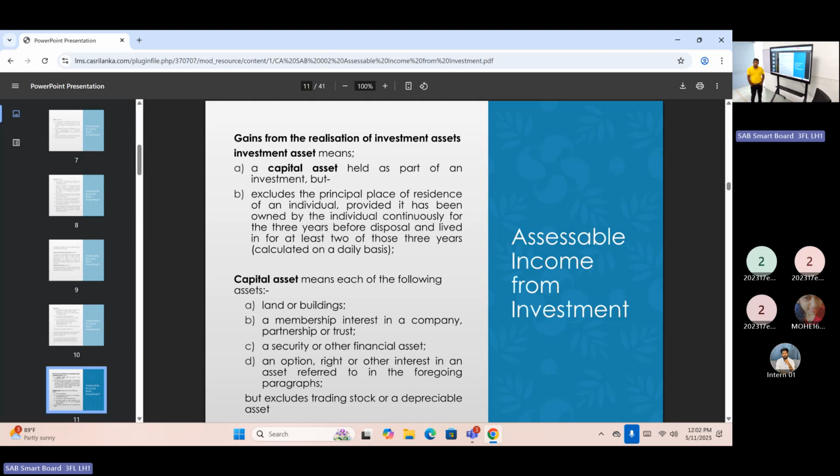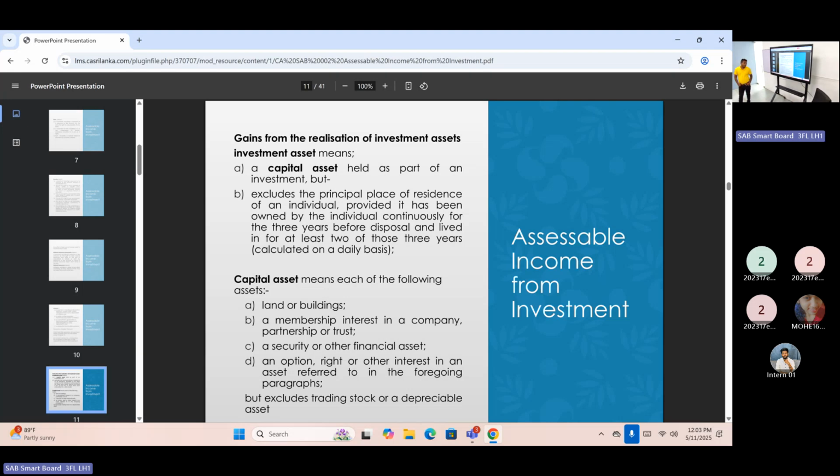Membership interest of a company, partnership or trust is also a capital asset. Membership interest of a company means share ownership. Company එකක share තියෙනවා නම්, partnership එකක ownership එකක් තියෙනවා නම්, trust එකක ownership එකක් තියෙනවා නම් ඒක capital asset එකක්. If you are keeping it as part of an investment, it comes under here.